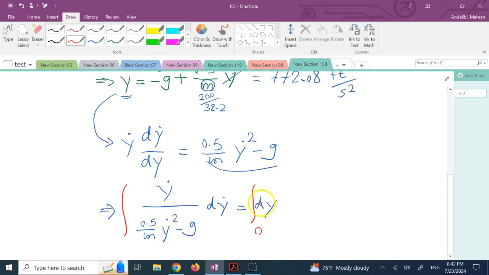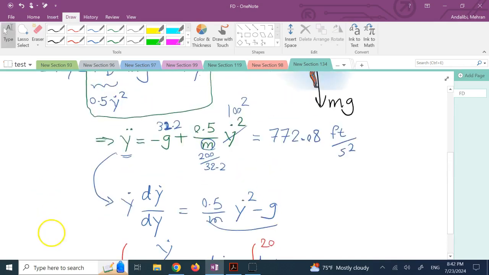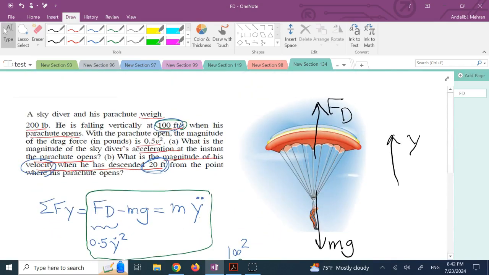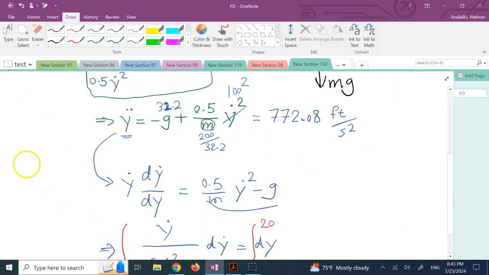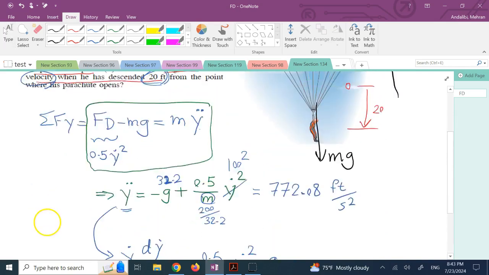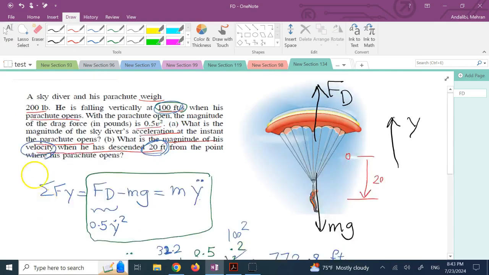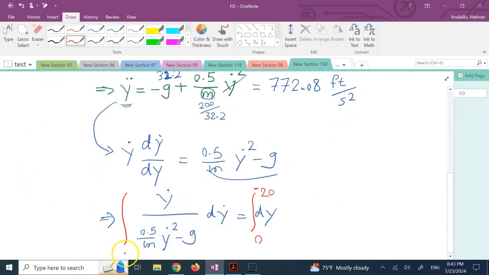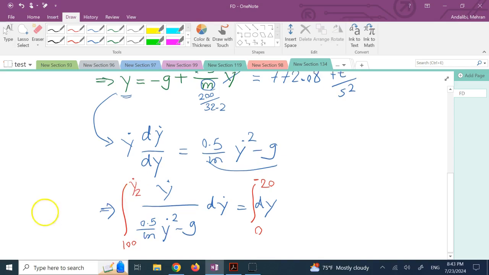So this y goes from 0 to 20 because you are dropping by 20 feet. The only thing is, since y is upward, if the initial position is 0, the next position is not positive 20, it's negative 20. So be careful about the limits here and their signs. And y dot goes from the initial number, and these are just magnitudes, so this is 100, and clearly this y dot number 2 is the unknown here.